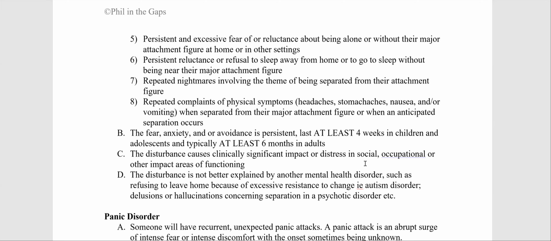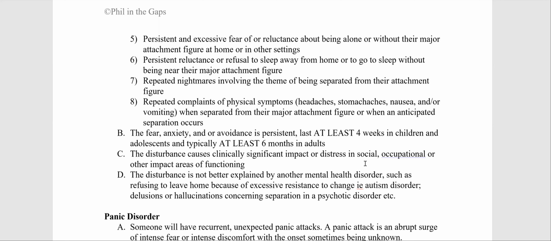So persistent reluctance or refusal to sleep away from home or go to sleep without being near their major attachment figure. Maybe needing to be in the room with the person, maybe having that person check on you, maybe being in the room when you go to sleep and then you wake up and they're not there. You kind of have marked distress as well.